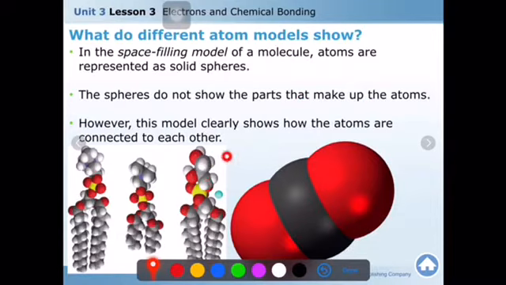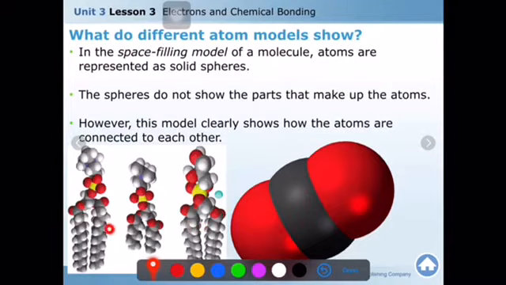You are not able to see the neutrons and electrons in this model, but this model clearly shows how the atoms are connected to each other. Why is that so important? Because if the atom connected to a carbon atom, for example, is below, not above, then it completely changes the chemical and physical structure of this substance.